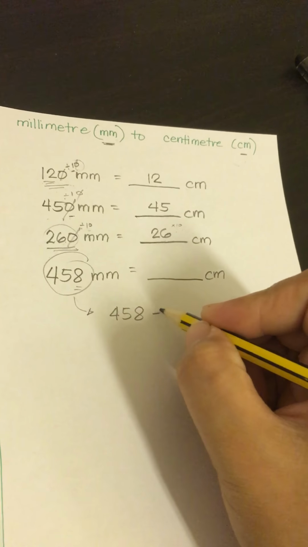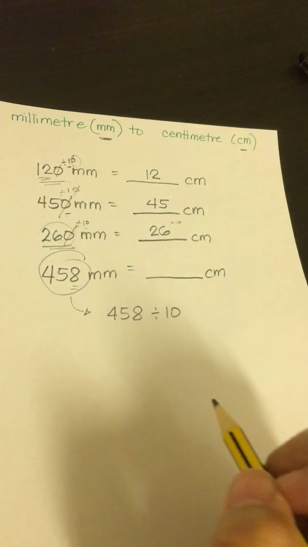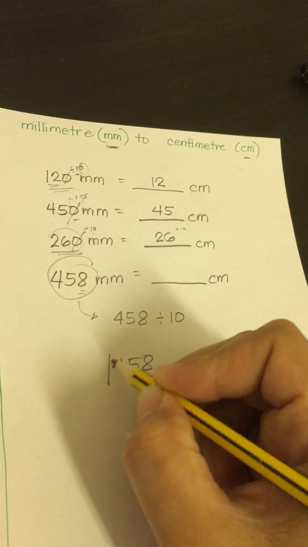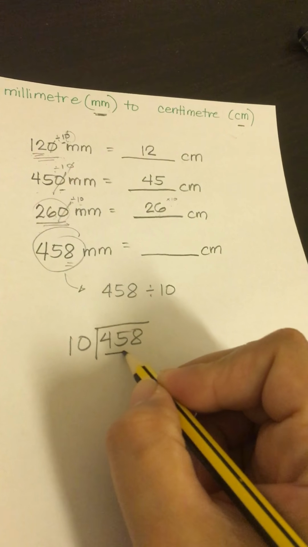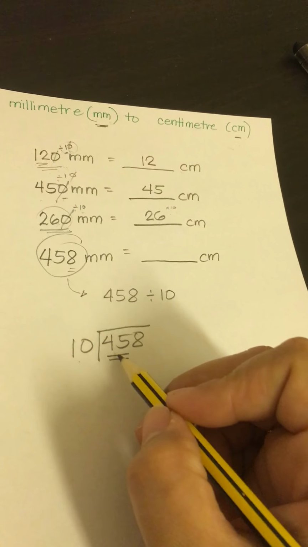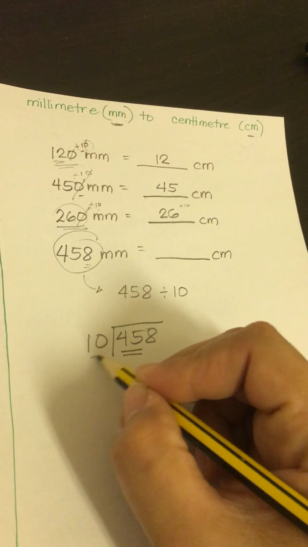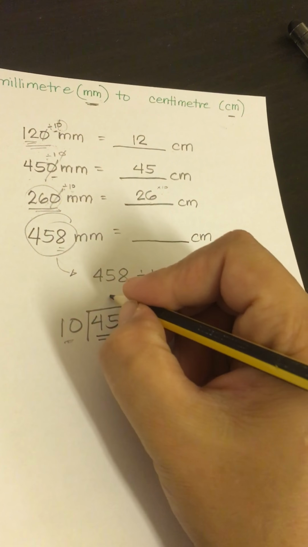458, you divide it by 10. Okay, so if you're going to make a long division method, we can do it like this. 458 divided by 10. So we start with 45. How many 10s do you get from 45? So we skip count by 10: 10, 20, 30, 40. So you get 4.